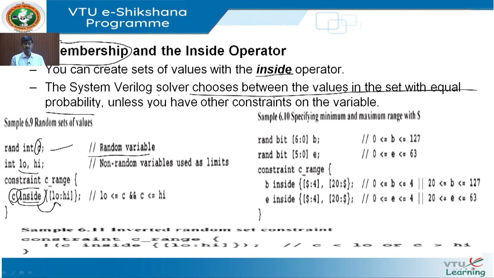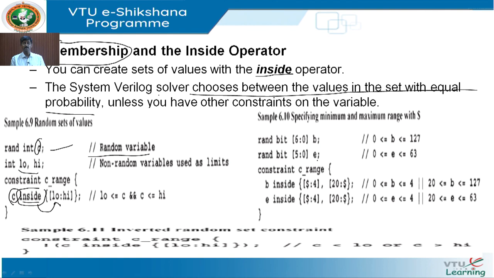So how can you specify it? Let us say, rand bit b of 7 bits. So now b varies from 2 to the power of 0 to 2 to the power of 6. So that is 0 to 127.